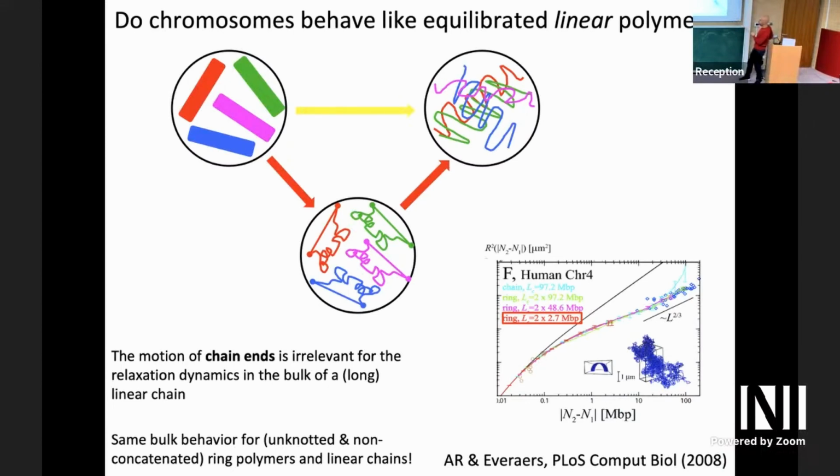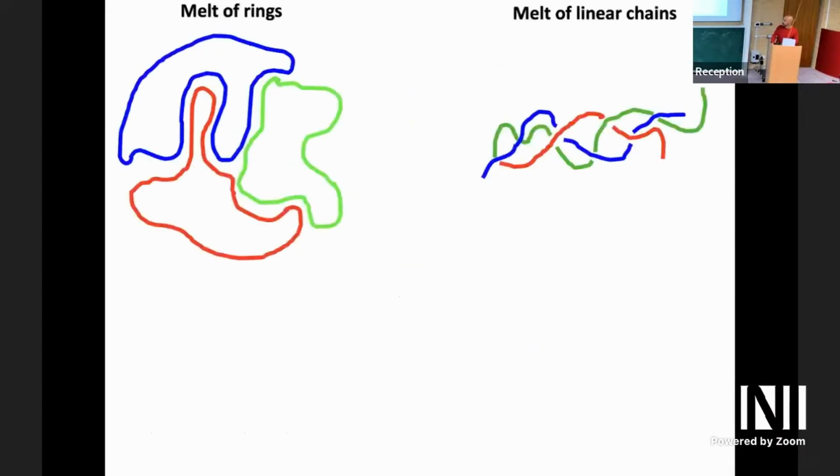Here we have different lines. Maybe you cannot see it, but the cyan line is for our linear chains out of equilibrium, while the colored lines are for ring polymers in equilibrium. And we see that the bulk behavior is basically indistinguishable, suggesting that the physics of rings is something we can use for understanding the physics of chromosomes. And this is my next point now.